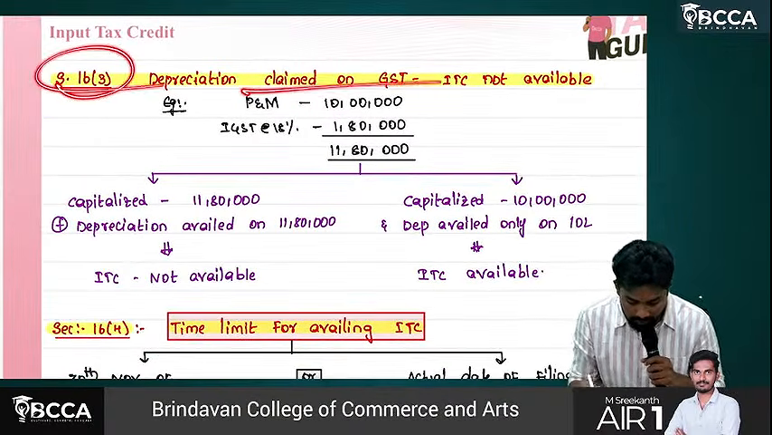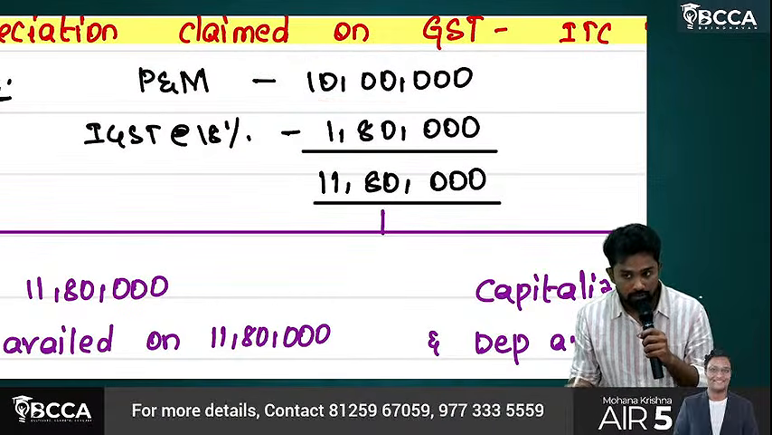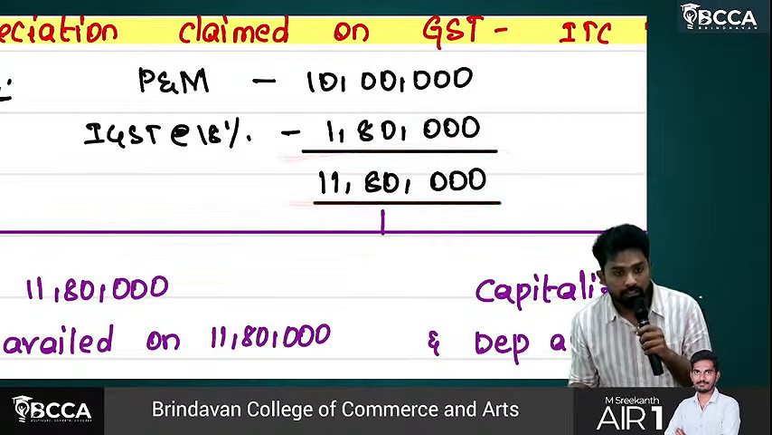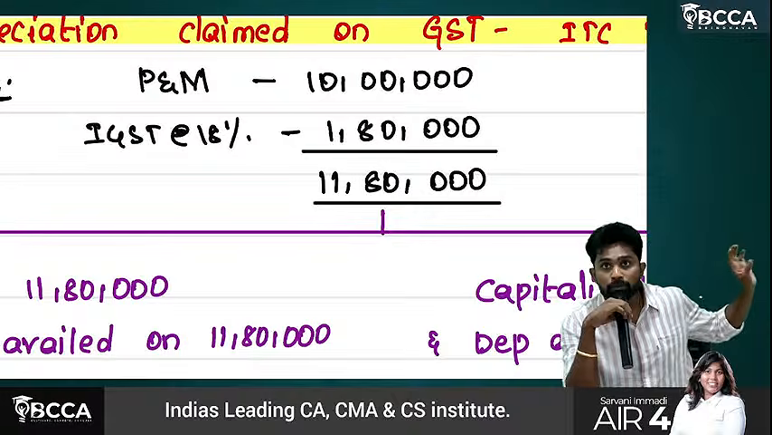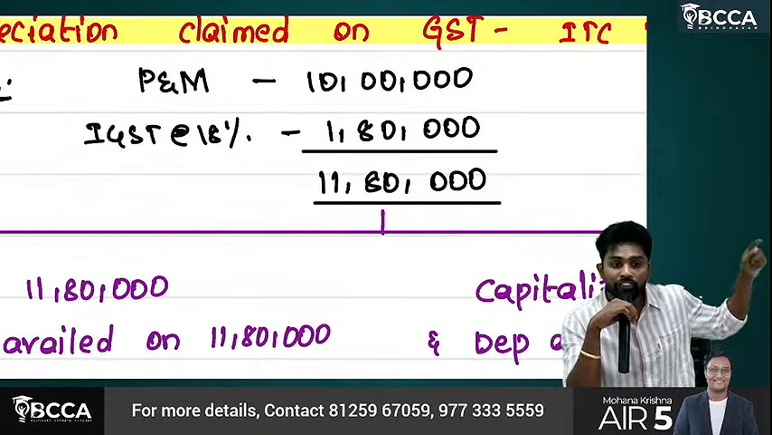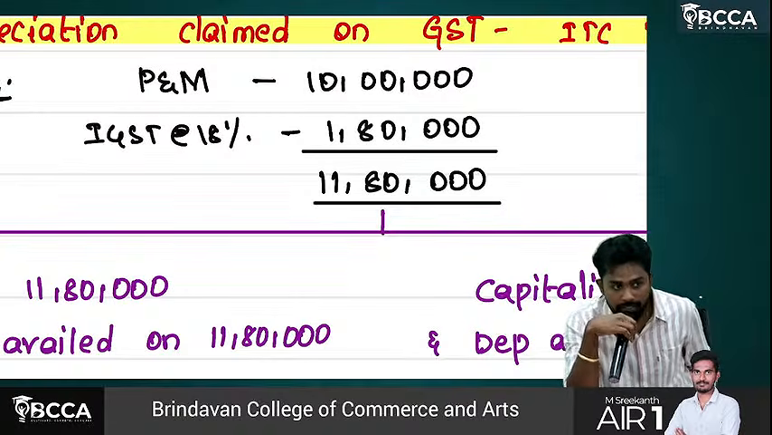Then depreciation amount, sir. Sir, see, there's a plant and machinery purchase for 10 lakhs. On that GST element is 1 lakh 80. Total how much? 11 lakh 80. Sir, in income tax, if you capitalize 11 lakh 80,000 and if you are charging depreciation on 11 lakh 80,000, then you cannot avail ITC.